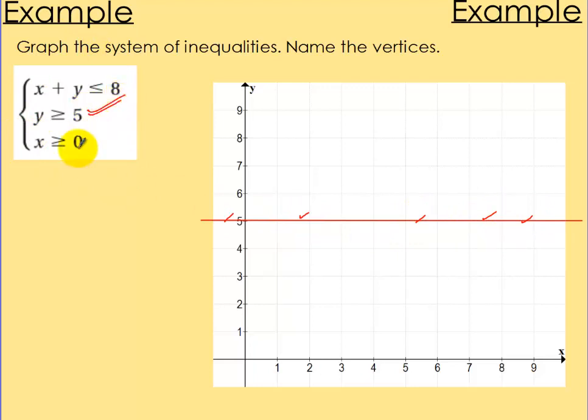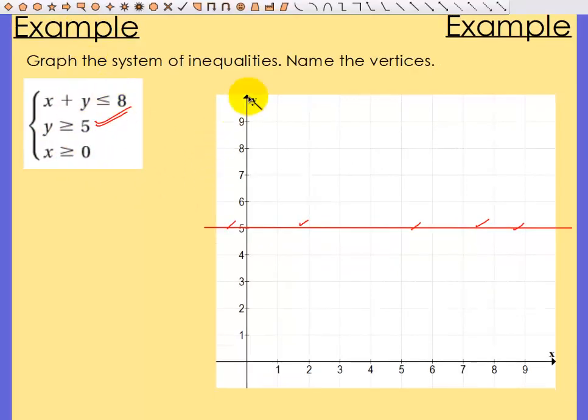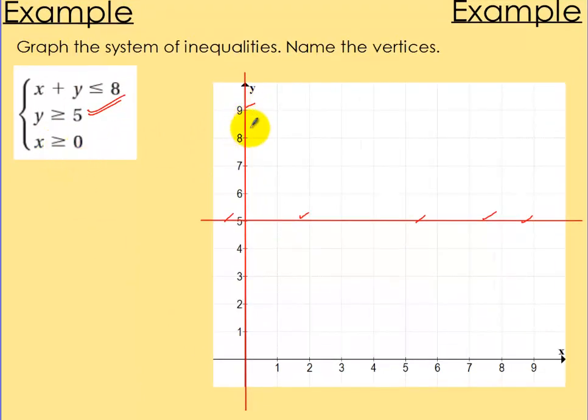Okay, so that's done. Next one, let's do the one on the bottom. That's also easy. X equal to 0 is going to be a line like this. Since it's x is greater than 0, we're ticking to the right side of that line. So there's 2 constraints. Now the last one, x plus y is less than or equal to 8. I like to have a y equals form, so I'm going to subtract x on both sides. So I'm going to get y is less than or equal to negative x plus 8.